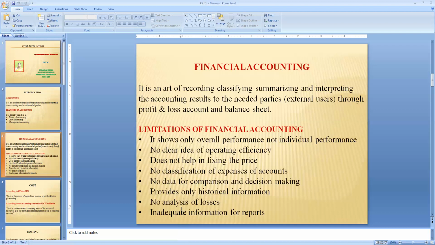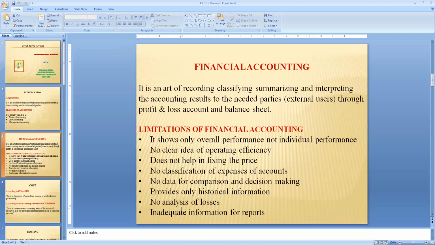And we cannot do any analysis of losses also. In financial accounting, it does not provide the complete analysis of losses due to defective material, idle time, or idle plant and equipment. These kinds of concepts will not be studied in financial accounting. So no distinction can be made between avoidable and unavoidable wastages also. So it becomes very difficult to study any kind of analysis of losses in financial accounting. That is also one of the limitations.